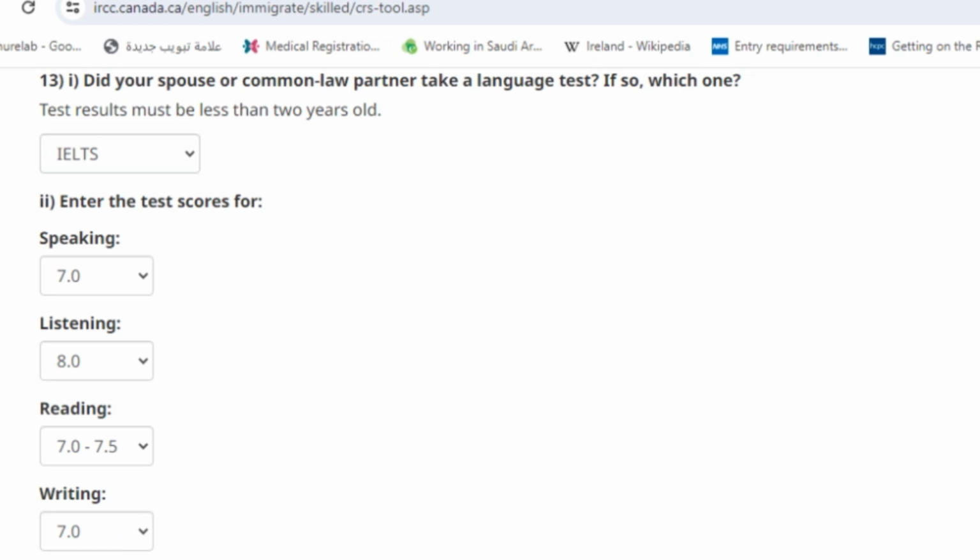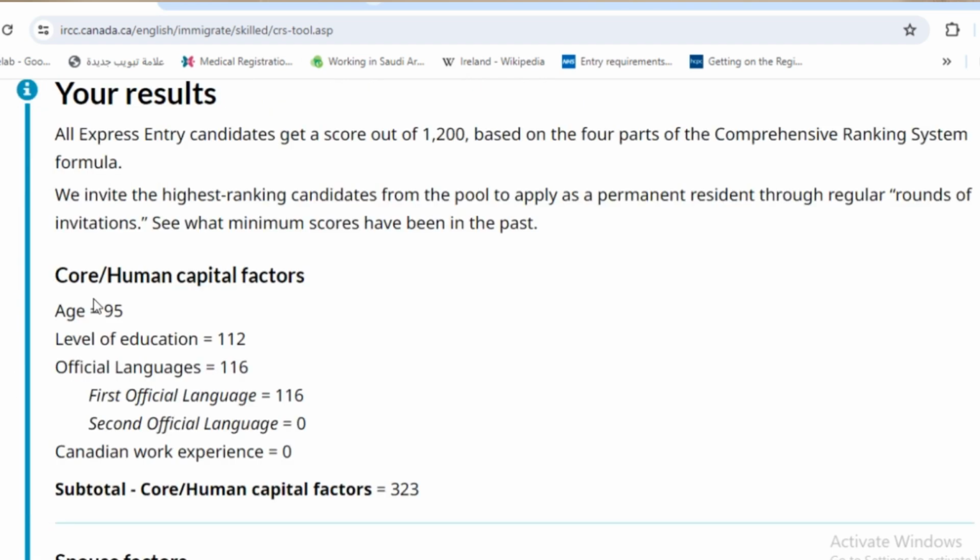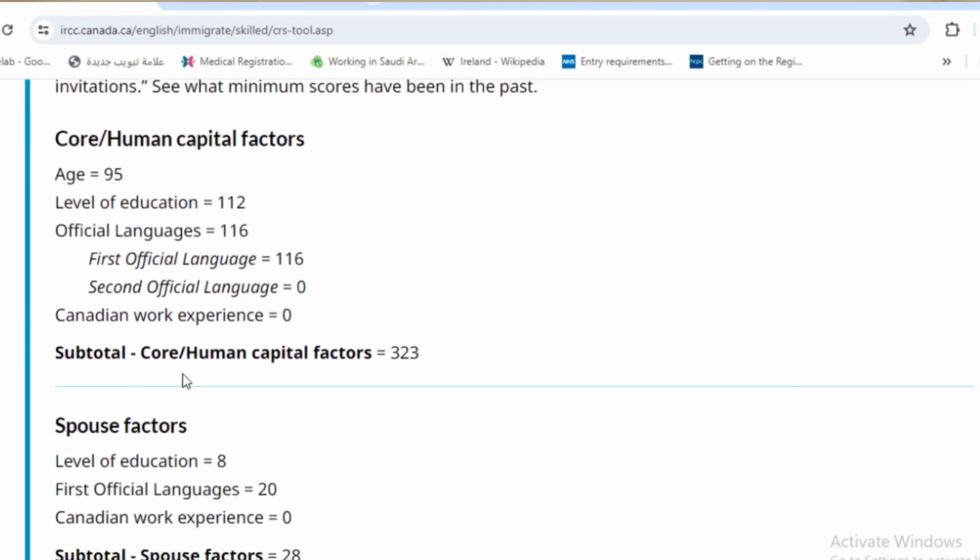So I'm going to calculate my score. So here is my score. For age, I had a 95 because I'm 30. Remember, the higher your age, the more points you lose on your age. For level of education, it's 112. For official language, it's 116, because for first official language I had 116. For second official language, that's a 0. For Canadian work experience, that's a 0. And then for me, the subtotal for core human capital factors is 323.